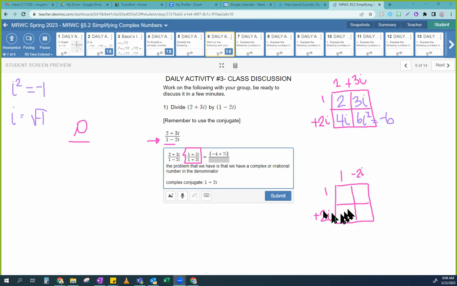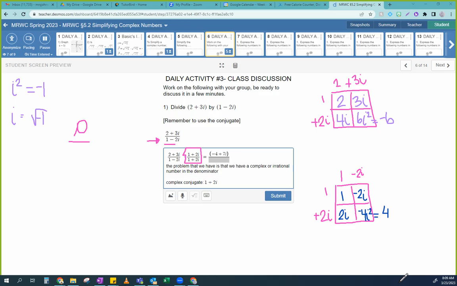I'm going to go back here. I'm going to start filling this out. Let me use a different color. So then this is 1 times 1. This is 1 times negative 2i. This is 1 times positive 2i. I said that wrong. And negative 2i times positive 2i is negative 4i squared. So in reality, that's negative 4 times negative 1, which is now just positive 4.